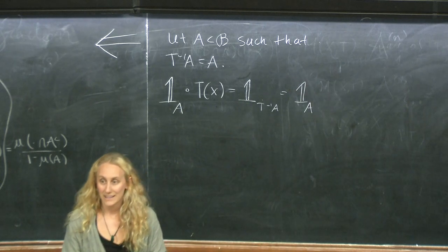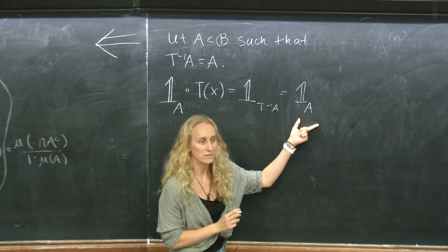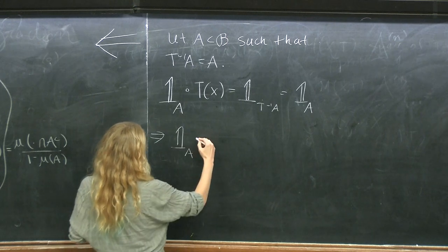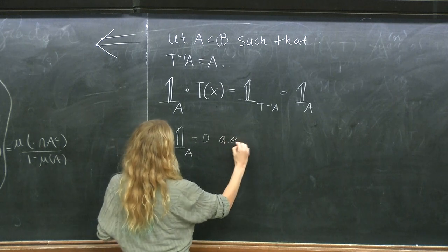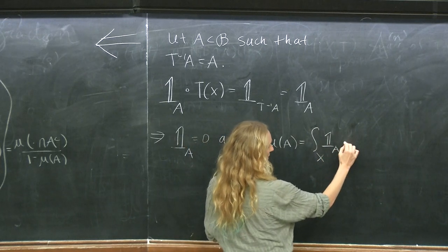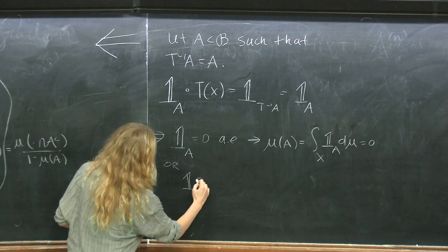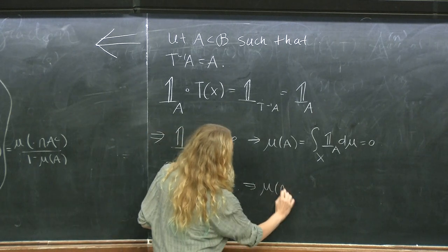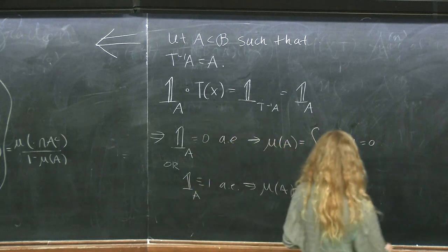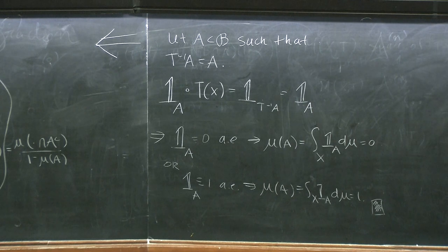Yes, right? Now, I'm assuming that any T-invariant function is constant almost everywhere. The indicator function can only take two values, right? 0 or 1. So either it's equal to 0 almost everywhere, which means that the measure of A, which I can get by integrating over the space the characteristic function of the set d mu, is going to be 0. Or I get that this is 1 almost everywhere, which then implies that the measure of the set is 1, for the same reason. So that proves ergodicity. So we have now just proven this claim. Is it clear?